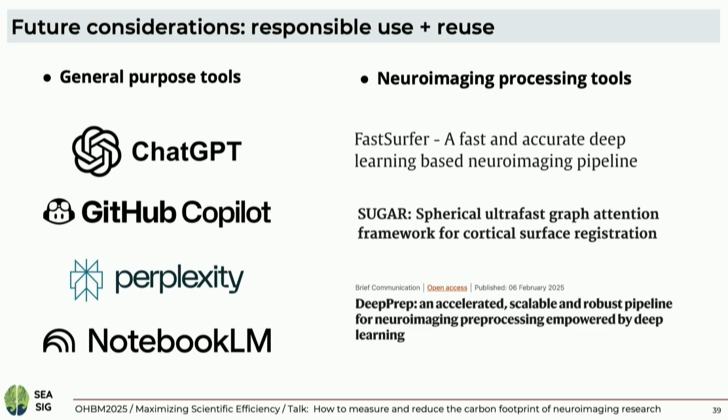You might be familiar with many of these. FastSurfer and DeepPrep have been very interesting and very useful models, but we should be more cognizant of how we go about building new ones.